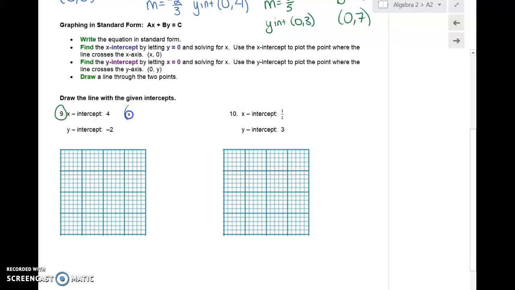The x-intercept is where the graph crosses the x-axis. So put a point at 4 on the x-axis. That would be the point (4, 0). Your y-intercept is where the graph crosses the y-axis: (0, -2). And your line connects those points. Only make yours more accurate. That one's really not accurate at all.